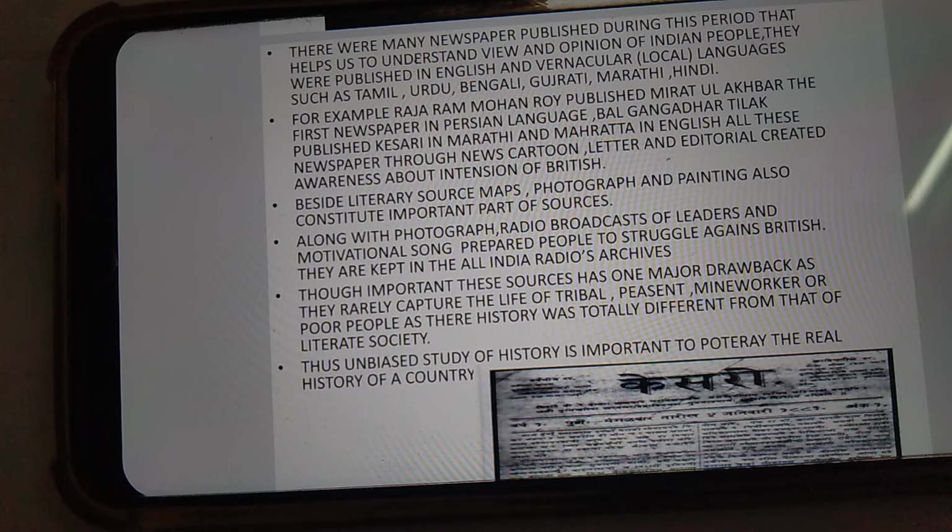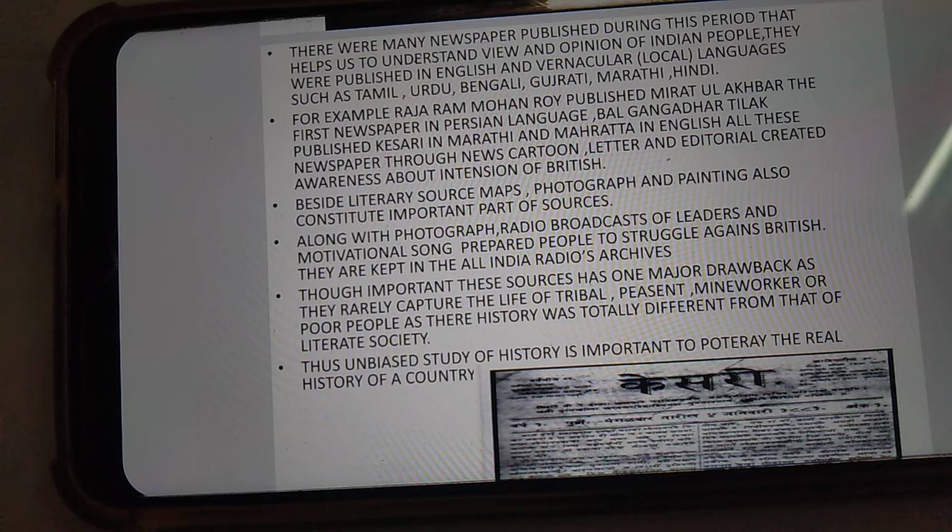Besides literary sources, maps, photographs, paintings also constitute an important part of resources, along with photographs, radio broadcasts of leaders and emotional songs prepared people to struggle against the British. They were kept in the All India Radio archive.